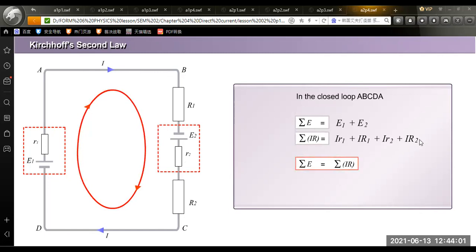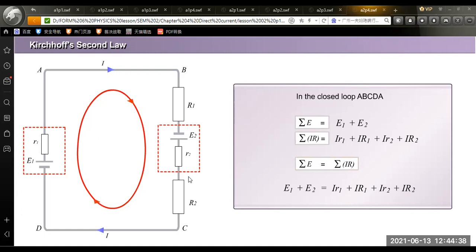So we use Kirchhoff's second law, which states that the total EMF is equal to the total potential difference. Then we solve it: E1 plus E2 will be equal to I capital R1 plus I small r1 plus I small r2 plus I capital R2. This is how we apply Kirchhoff's second law to solve the problem.